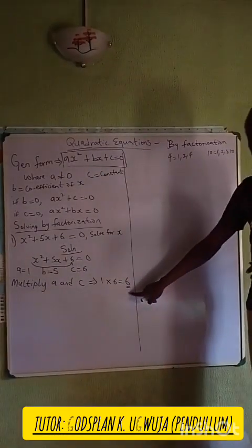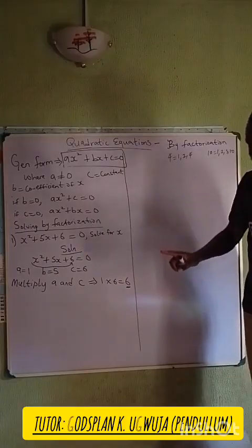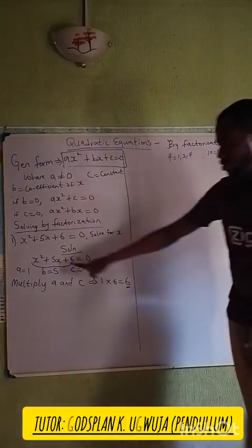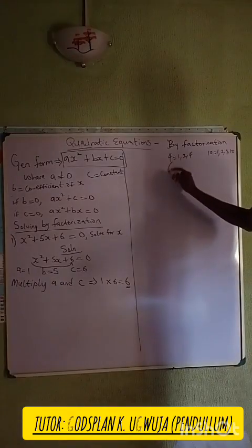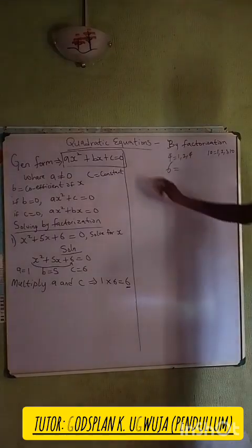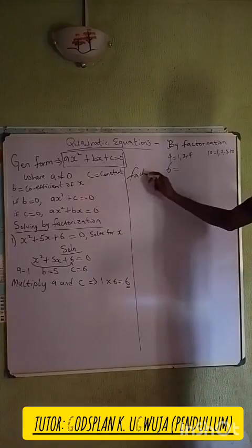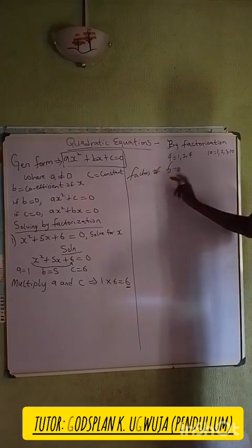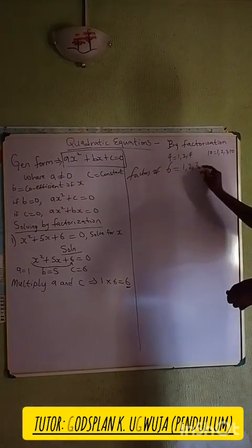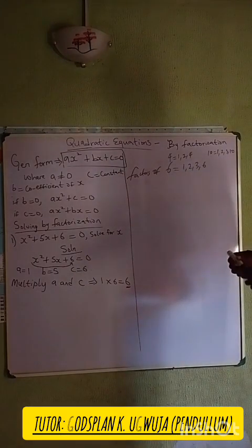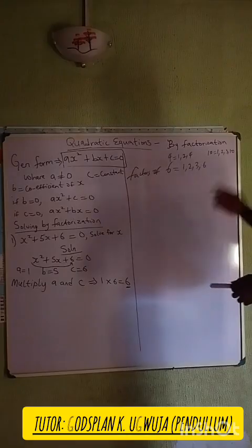Now we're going to look for factors of 6. 2 factors of 6 that when you add them, you get 5. Now factors of 6, let me write it out here. Factors of 6 are 1, 2, 3, and 6.